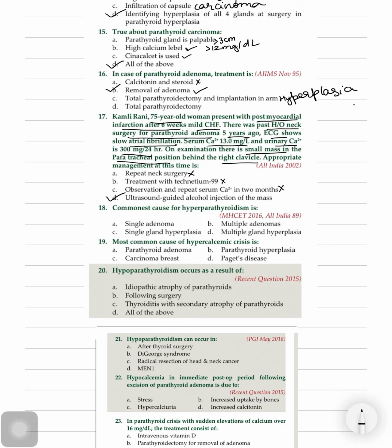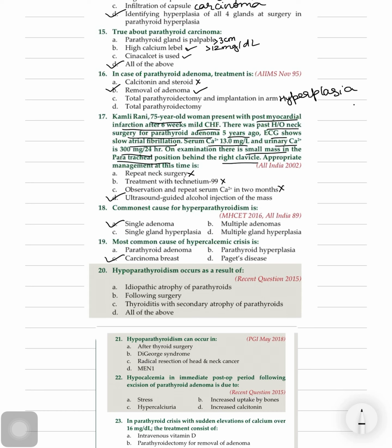Commonest cause of hyperparathyroidism is always a single adenoma. Most common cause of hypercalcemic crisis is metastatic malignancy, most commonly carcinoma breast.